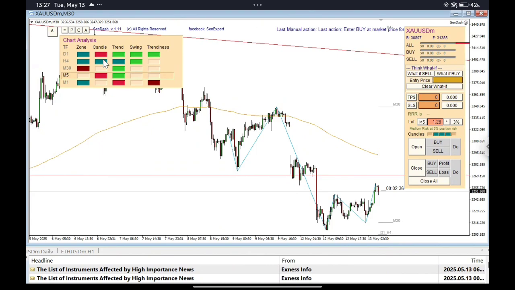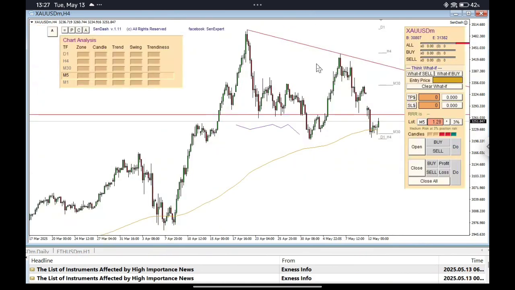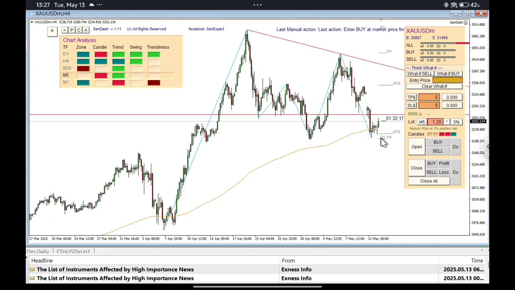Okay, now let's go back to the H4 chart. Here we can see that is the low of everything. The low of 30 minutes, low of day 1, low of H4, low of many previous lows, and it's below EMA. So in this area I should not hold my position.